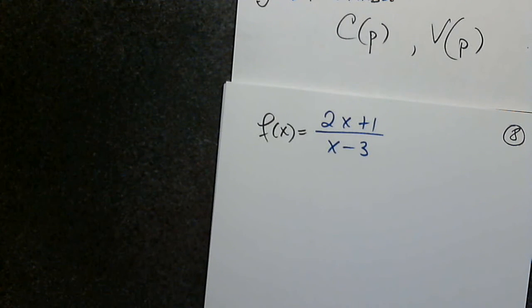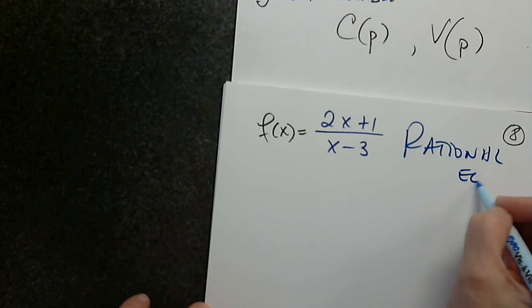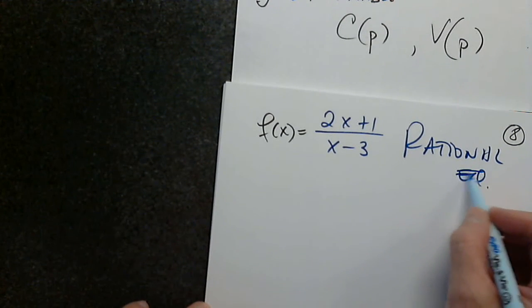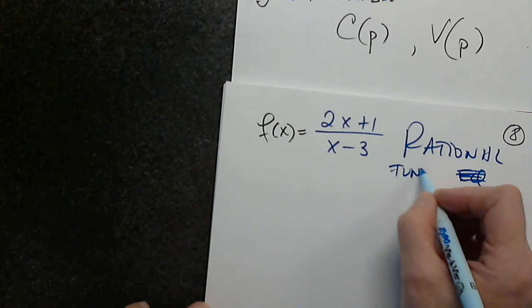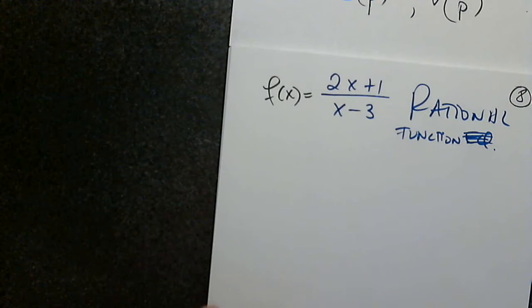Rational. Of course, it's a rational function. We've seen it in the equations. Excellent, of course. It's a ratio of two polynomials, rational. I meant function, of course. Don't write that. We saw it in rational equations, but it's a rational function.